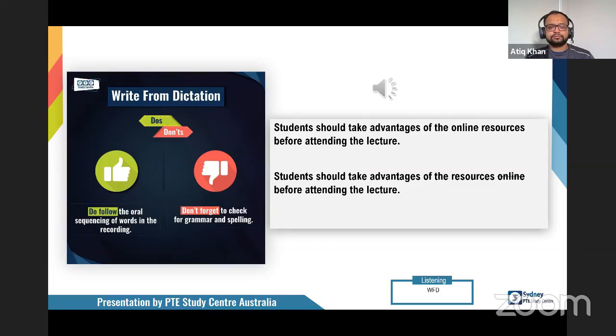Students should take advantages of the online resources before attending the lecture.